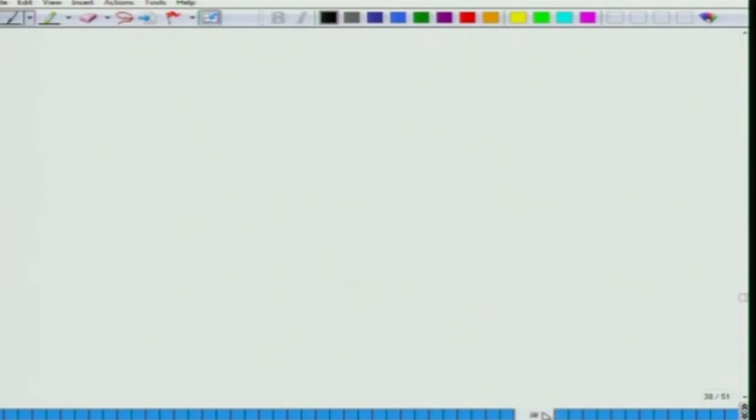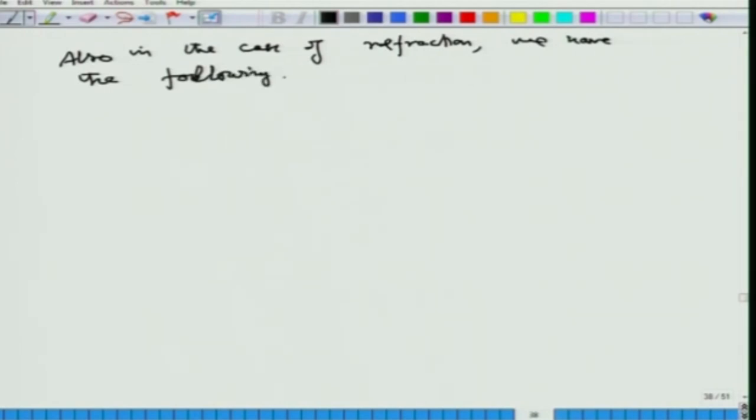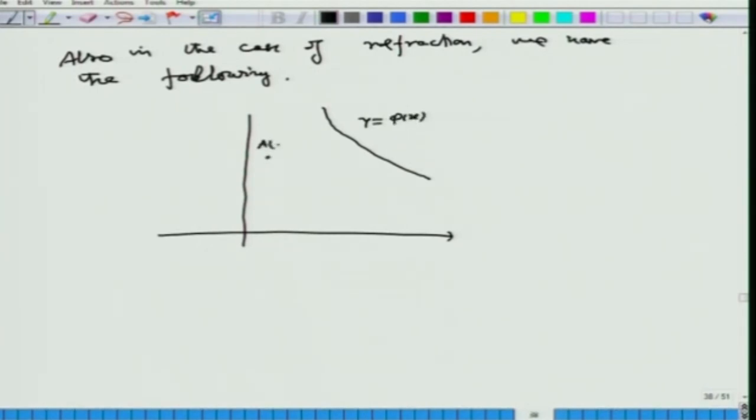And also, in the case of refraction, we have the following. Here again you have a curve like this, which is y equal to phi x, and A is here, x1 y1, and the B point is on the other side. This curve goes like this and then joins this B, which is x2 y2, and this point C is again on the curve y equal to phi x, which is x3 y3. So, here it goes to C, then gets refracted and goes to B.